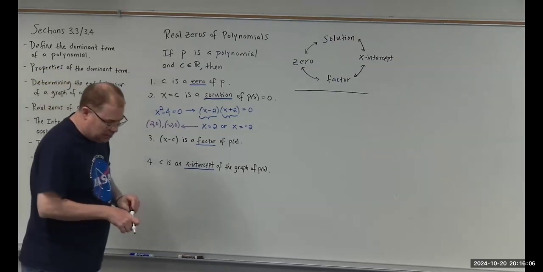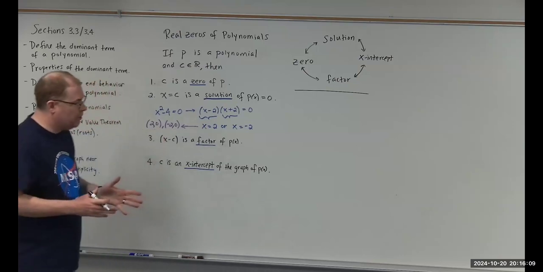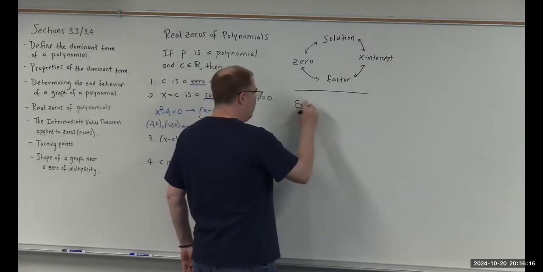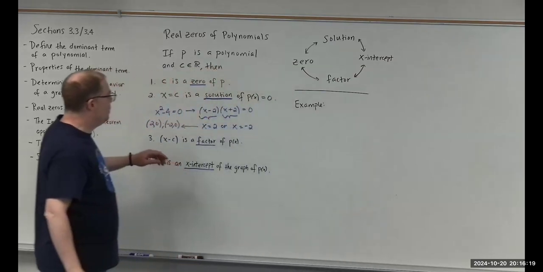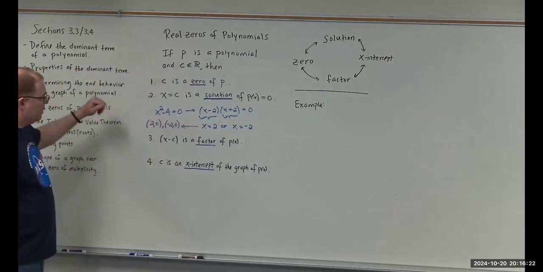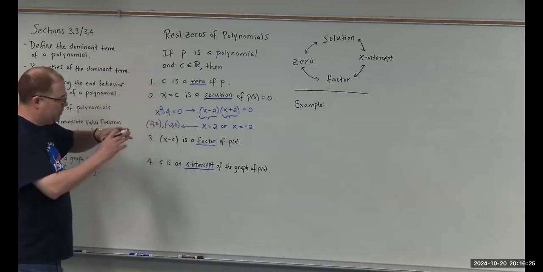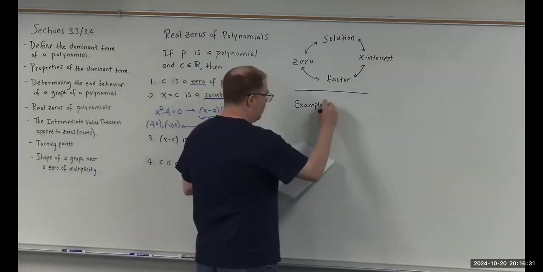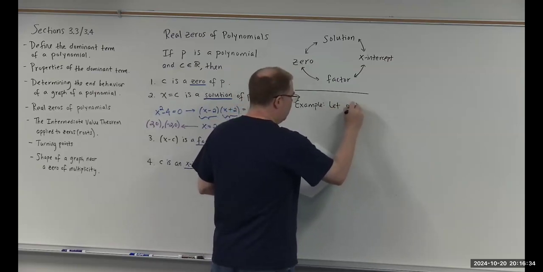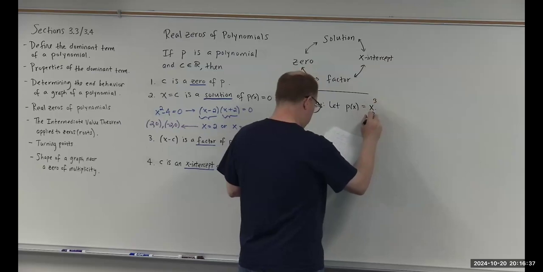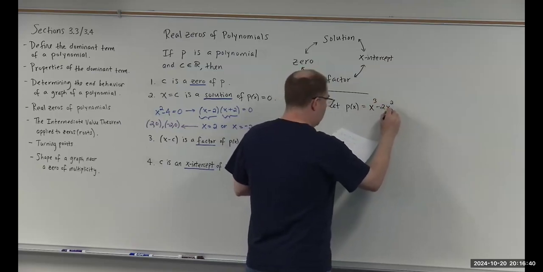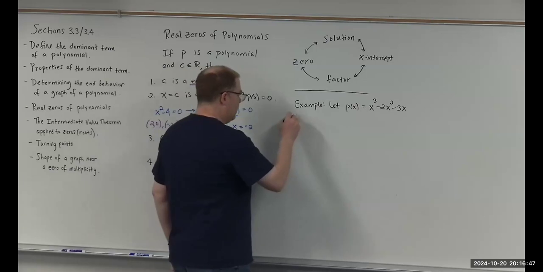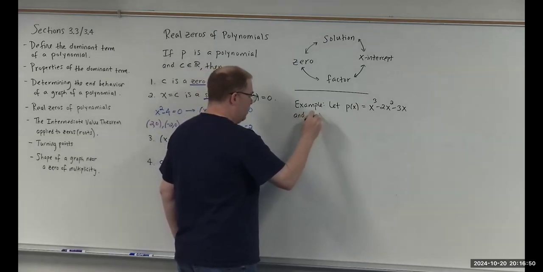All right. In this example, I'm going to give a polynomial, and then we're going to find the zeros for that, and point out some of the terms in here. Okay. So let's say we're going to let P of x be equal to x cubed minus 2x squared minus 3x. And we want to find the zeros.